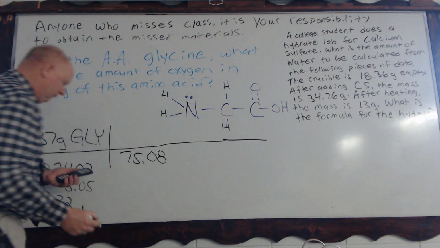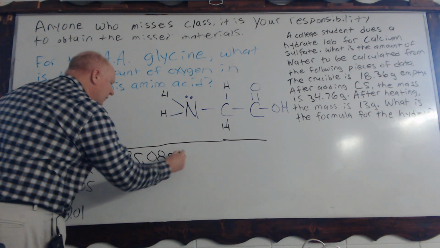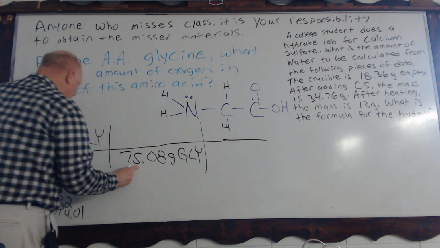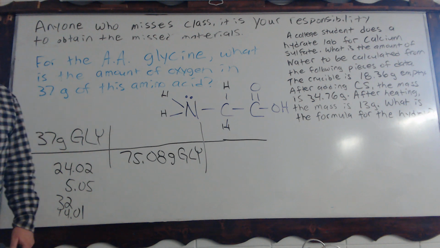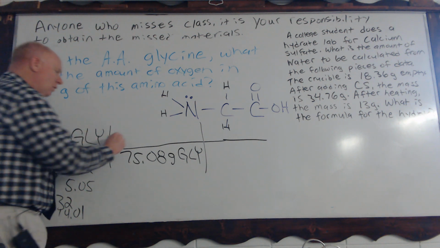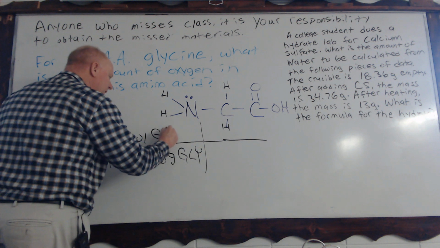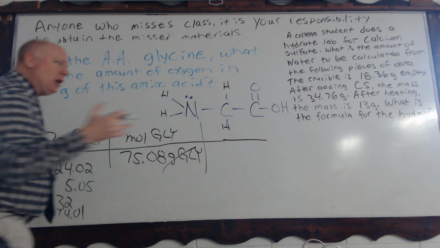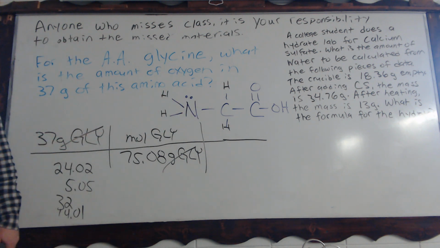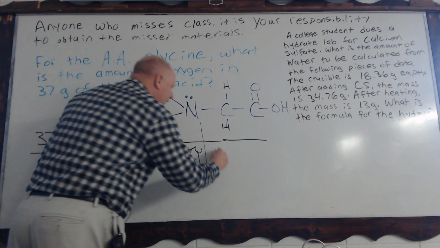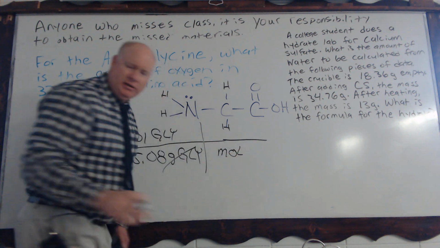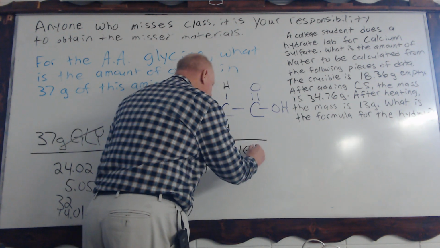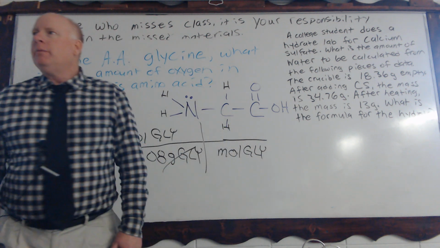I get 75.08. Okay? This is grams of glycine. So every time we reach 75, how many moles of glycine do we have? Right. You get 1 mole of glycine. These have canceled. You're in moles. This next step is so important. Why? Because you have 2 oxygens. Okay, so for every mole of glycine, we want to cancel that out. The reason that this is so important is because every time you show your labels here, you know exactly where you're at.